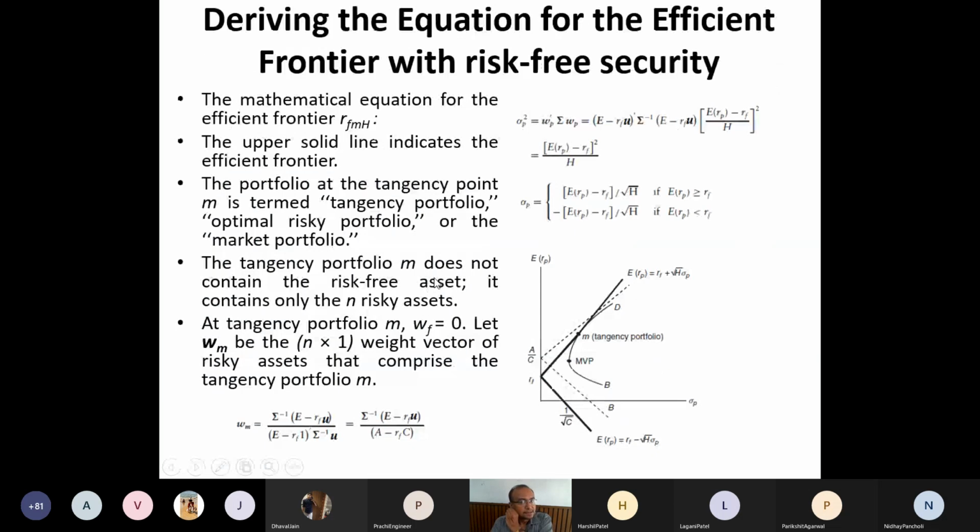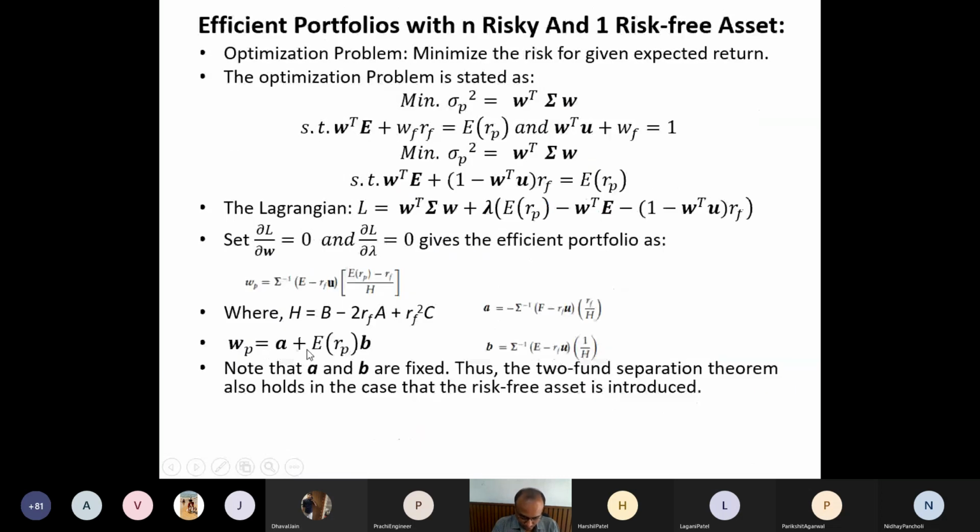Let me now complete this discussion by deriving the equation for the efficient frontier with a risk-free security in my portfolio. I want to derive the relation between ERP and sigma P with n risky securities and one risk-free security. It is very simple now. I know the WP bar, which is given by this linear equation. I know A and B, which are in terms of sigma inverse, U, RF and H, and H depends on ABC, and ultimately ABC depends on only three things: the E vector, the U vector, and the sigma matrix.